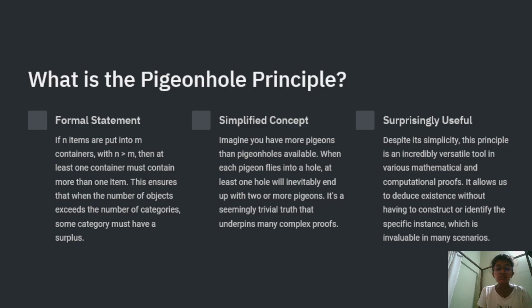So let's discuss the concept. Imagine you have more pigeons than pigeonholes available. When each pigeon flies into a hole, at least one hole will inevitably end up with two or more pigeons. It's a seemingly trivial truth that underpins many complex proofs.